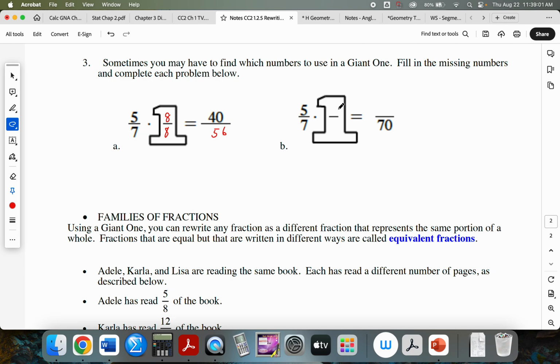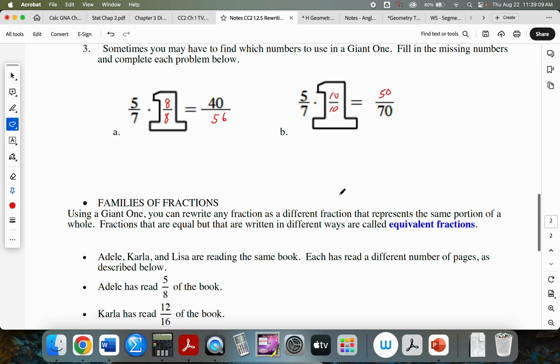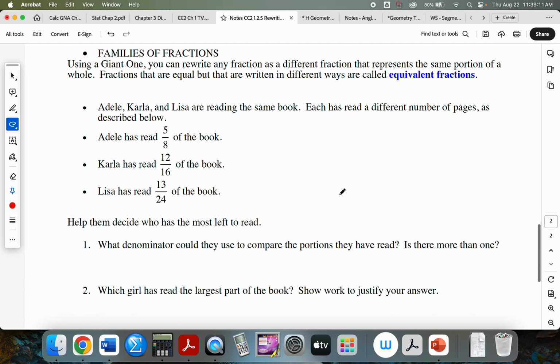Yeah, it's going to be multiplied by 10 over 10. This is going to be 50 over 70. All right. So, using a giant 1, you can rewrite any fraction as a different fraction that represents the same portion of a whole. Fractions that are equal, but that are written in different ways, are called equivalent fractions.